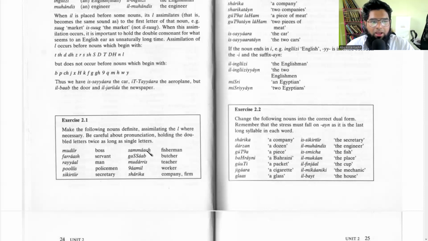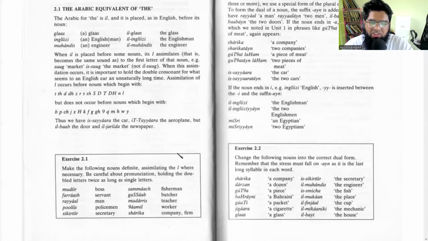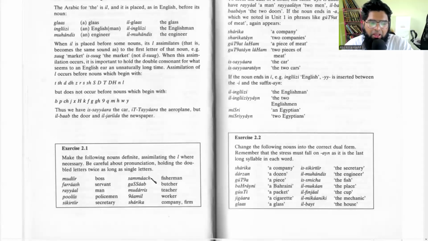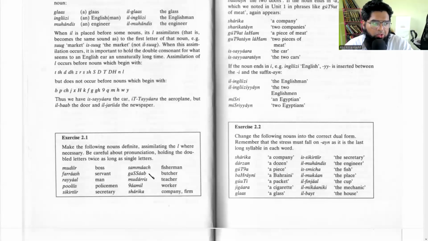Samak, fish. Oh, ch is a kaf itself, samak. But they use a k also. Ghassab, it's actually qassab. Qaf becomes ghassab. Butcher.